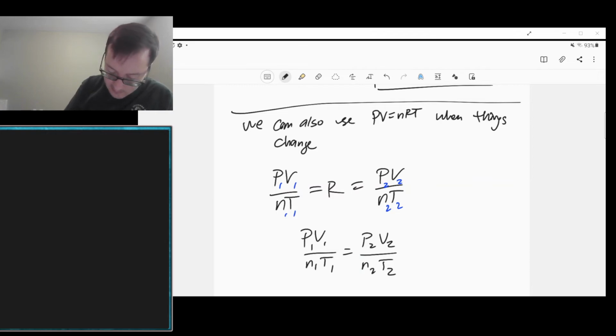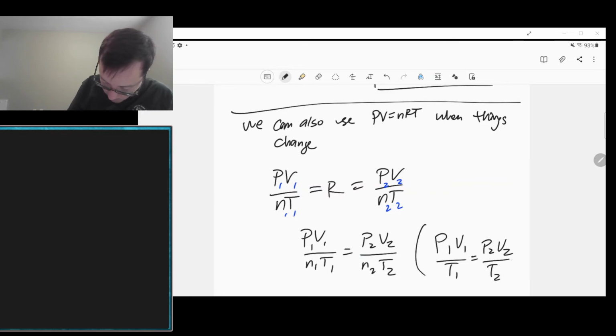Oftentimes, you will see this as omitting the moles, because very often you're looking at the same sample of gas that's being treated in different conditions. So very often, if your moles are constant, just leave them out. No problem. Or leave them in. It doesn't matter. If you have 1.24 moles on both sides of the equation, it will cancel out. So let's see how to use this.